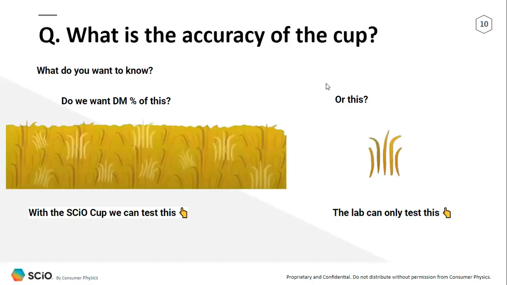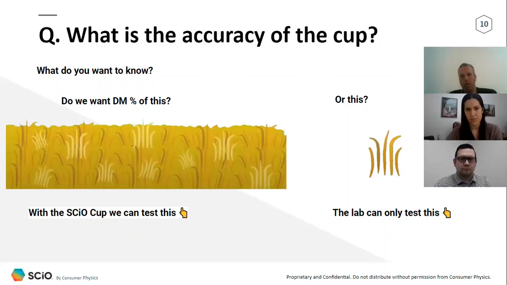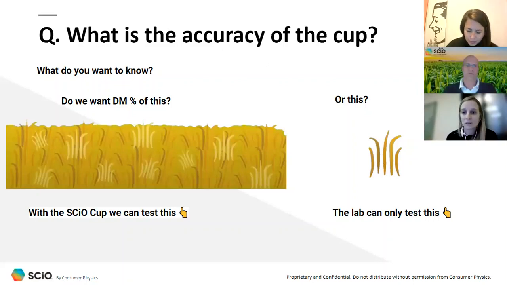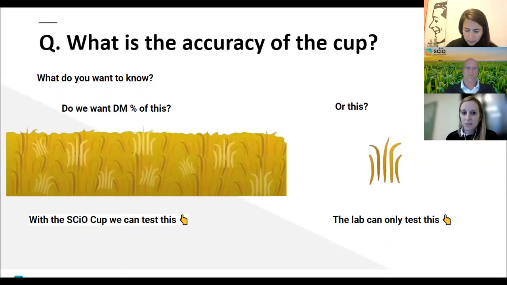So Penny, our product manager, will talk about the question: what is the accuracy of the cup? Yes, thanks, Dana. The accuracy of the cup is one of the most common questions that we get, and it makes a lot of sense. People want to know, how good is this product at doing what it says it can do? It's a very complicated question, though, because there are a lot of different aspects to this.